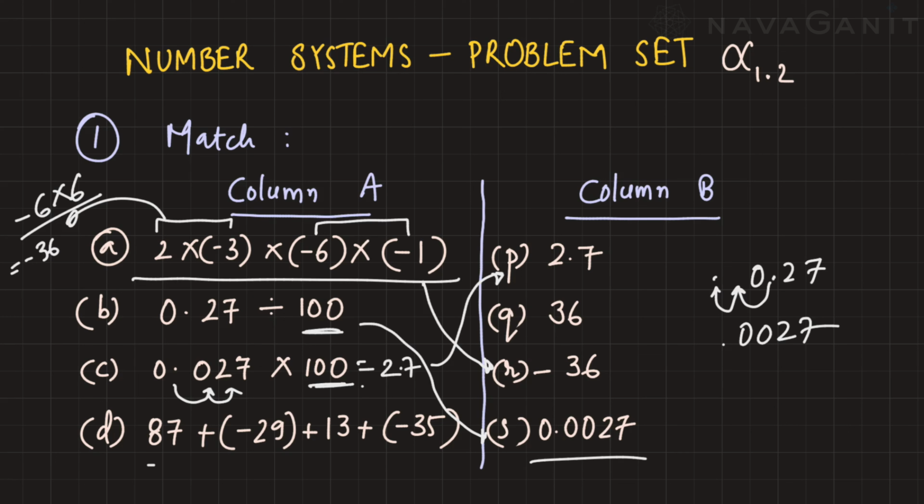Next, finally we have this expression. So 87 minus 29 would equal 58. Now 58 added to 13 is 71, and finally 71 minus 35 would be 36. So D is mapped to Q.